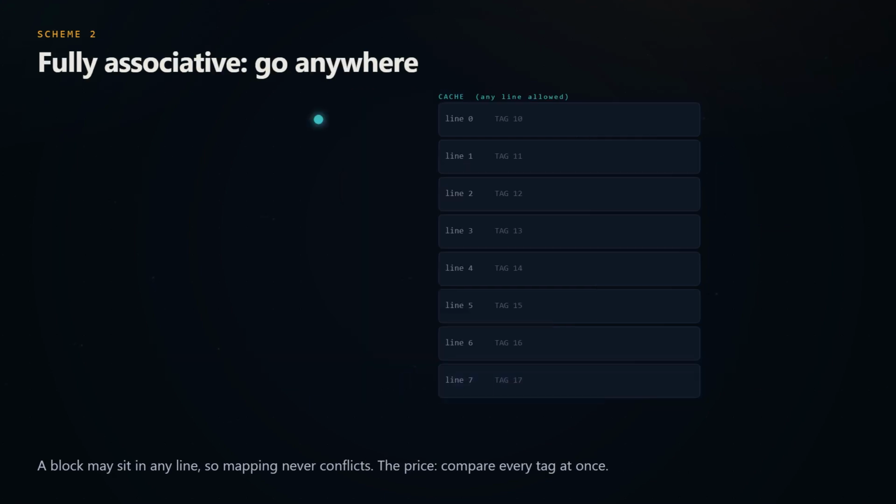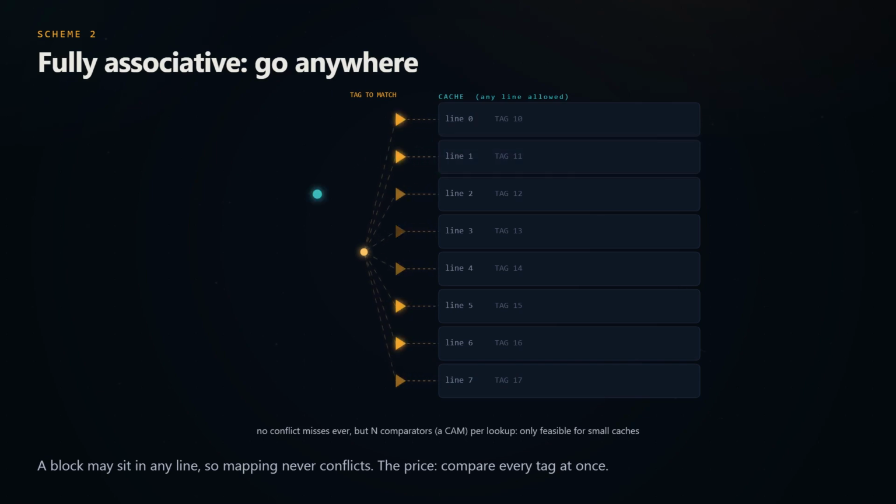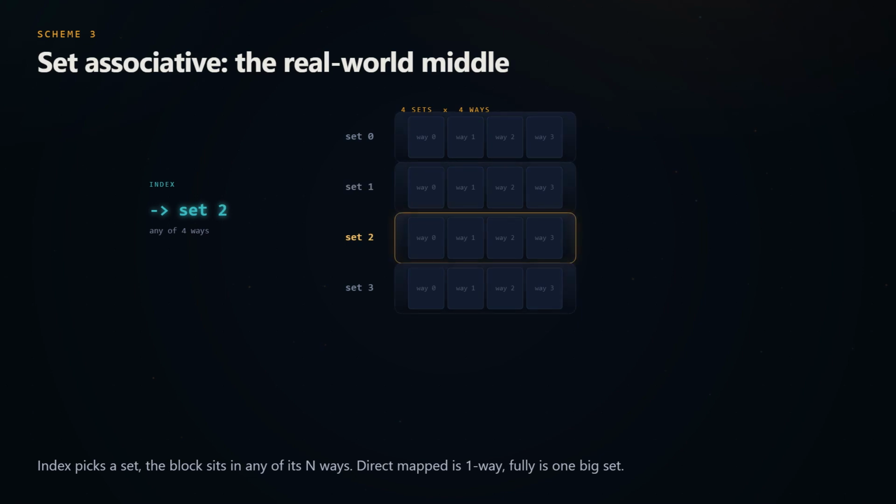The opposite extreme is fully associative. Here a block may live in any line at all, so mapping conflicts simply cannot happen. The price shows up at lookup. Since the block could be anywhere, you must compare your tag against every line at once, in parallel hardware called a content addressable memory. That is a lot of comparators and a lot of power, so full associativity is only practical for small caches. Real caches take the middle road, set-associative.